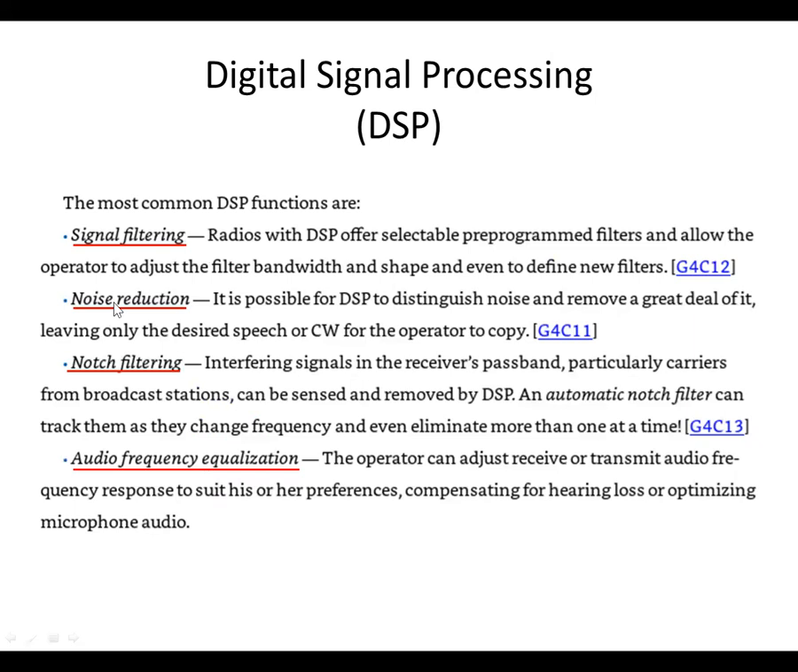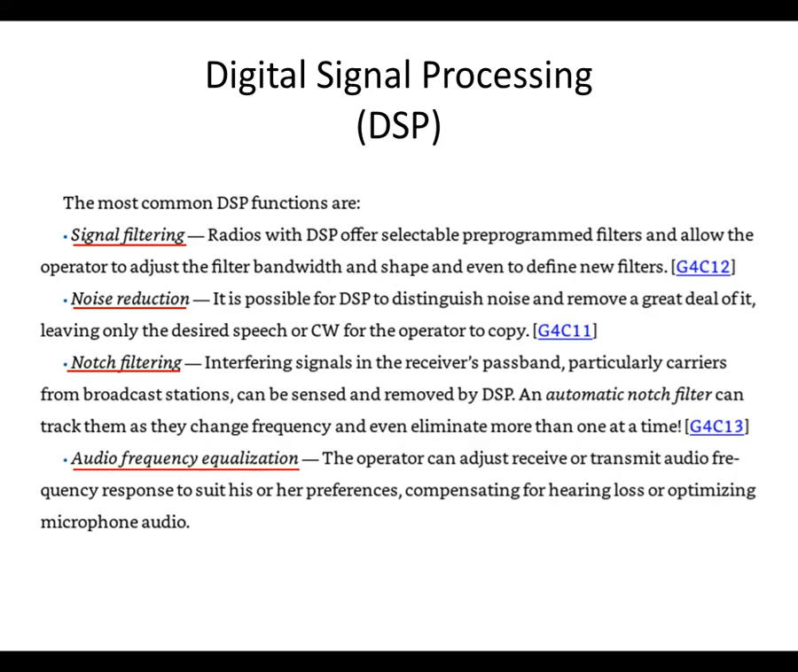Noise reduction. There's a whole lot of study and literature on noise reduction using digital processes. The notch filtering, that's handy. A lot of the HF radios will have a notch filter, so that if you have one particular frequency where there's noise on it, it could be another station or just any kind of source of noise, you can put a notch right there and it'll filter out that frequency band, so you don't have to listen to it. And then audio frequency equalization.